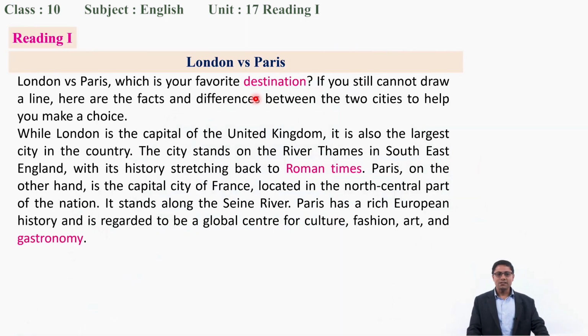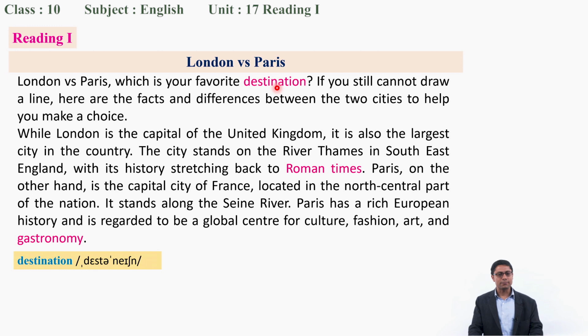So, we are going to study a text that mainly describes how London is and how Paris is. What are their strengths? What things are better in London and what in Paris? We are going to study that. So let's see. So London versus Paris. Let's see. London versus Paris. Which is your favorite destination?